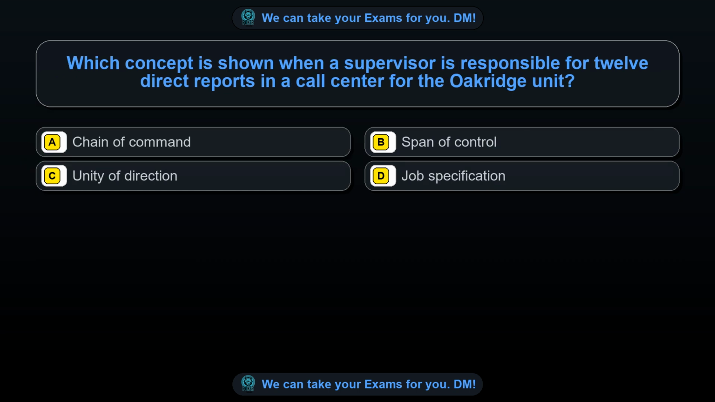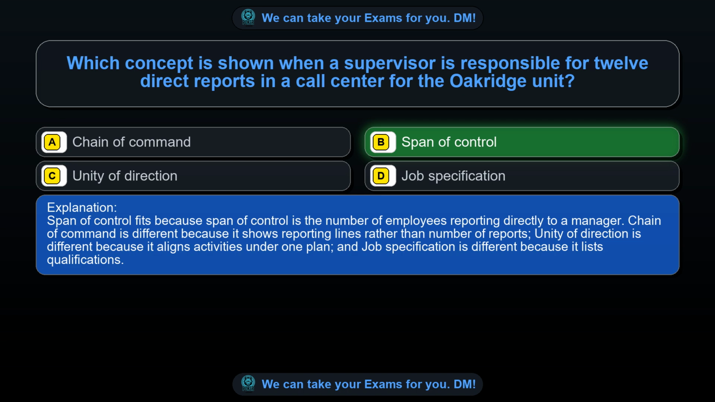Question 48. Which concept is shown when a supervisor is responsible for 12 direct reports in a call center for the Oak Ridge unit? Option A, chain of command. Option B, span of control. Option C, unity of direction. Option D, job specification. The correct answer is option B, span of control.